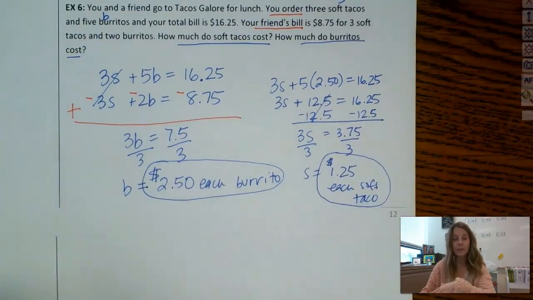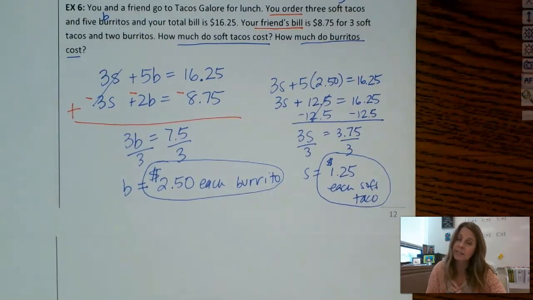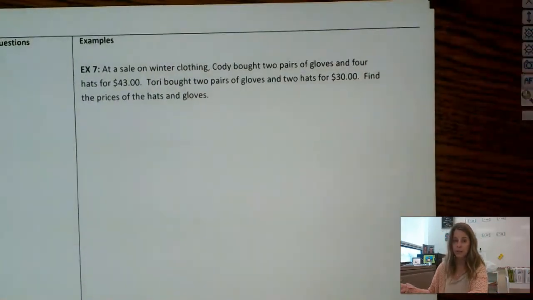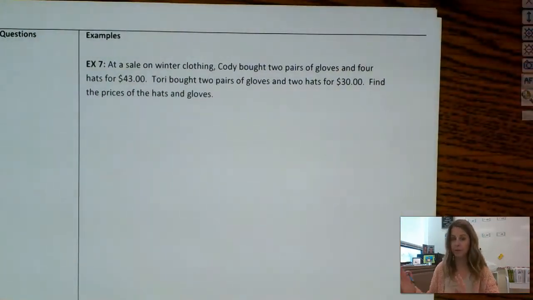Okay. Now I could have called them X and Y, but sometimes if you name them like the first letter of the content in the problem, then I don't have to go back and say, okay, what does X stand for? I just know that that's the burrito and soft taco. All right, I want you all to try the last one on your own. I want you to go ahead and pause the video. You are going to set up the 2 equations and you're going to solve.